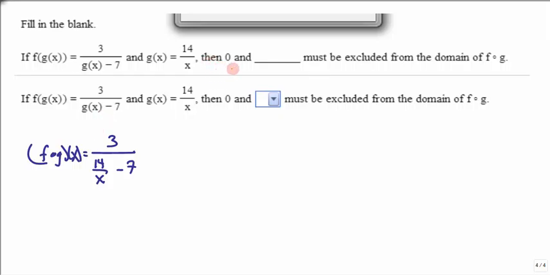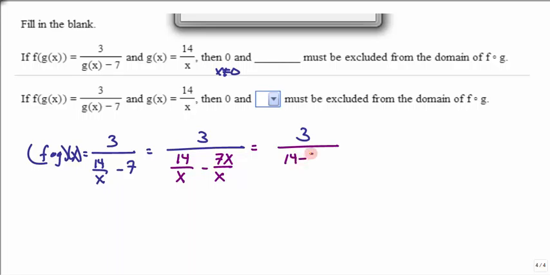Okay, then it says 0 and what number should be excluded. Well, the 0 is the easy part right here because this comes from the fact that x cannot equal 0 because of this denominator. Now if we keep simplifying this, however, I need to find a common denominator here. So I have 14 over x minus, this is 7 over 1, but if I want to find a common denominator, I'd multiply top and bottom by x. So this would look like 3 over 14 minus 7x all over x.